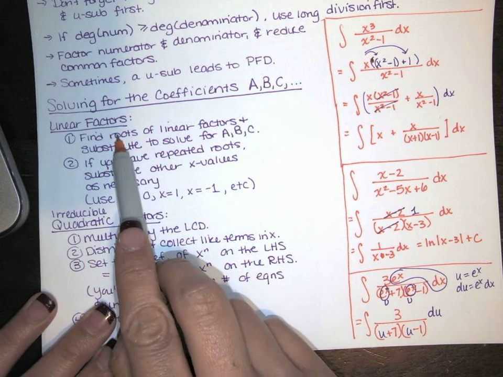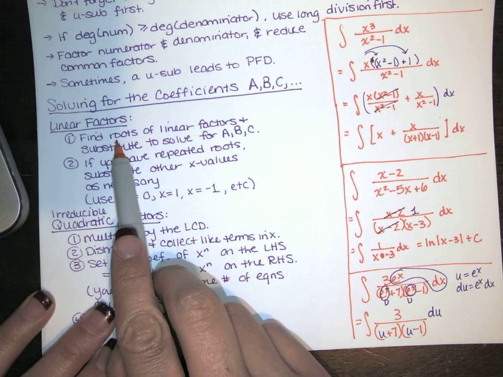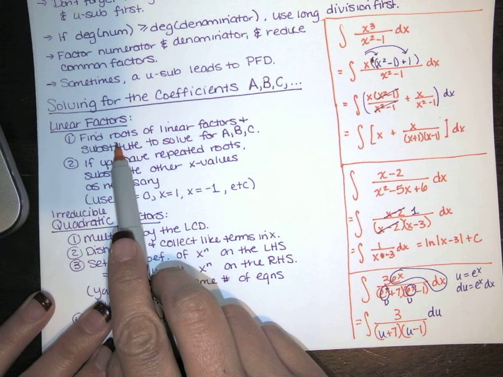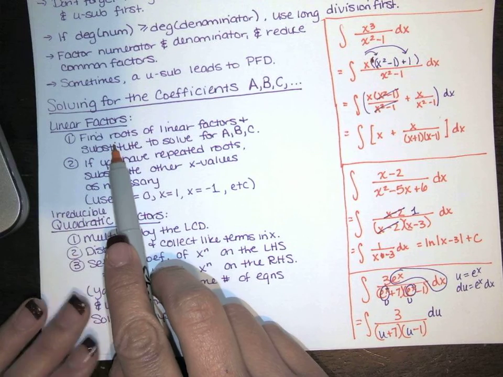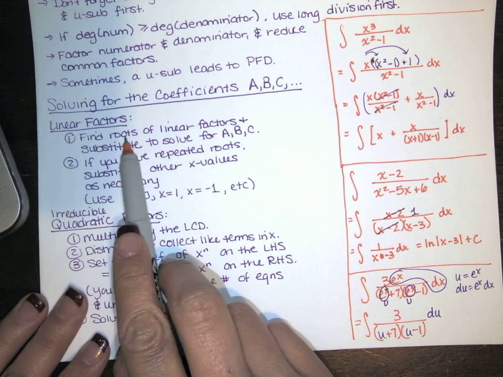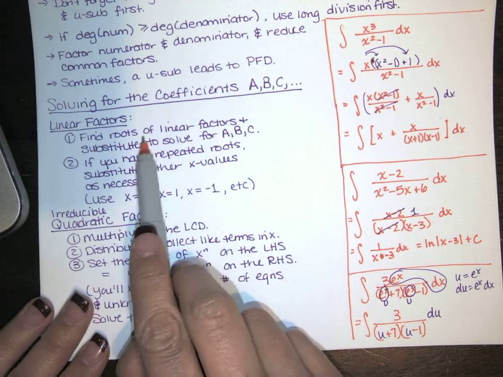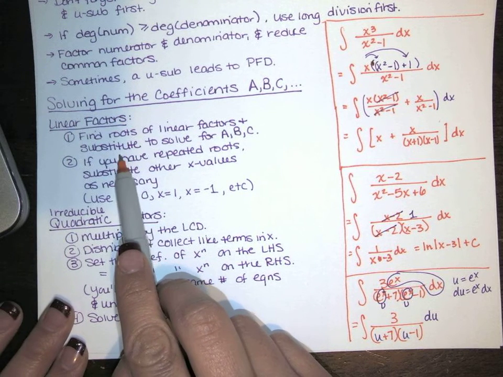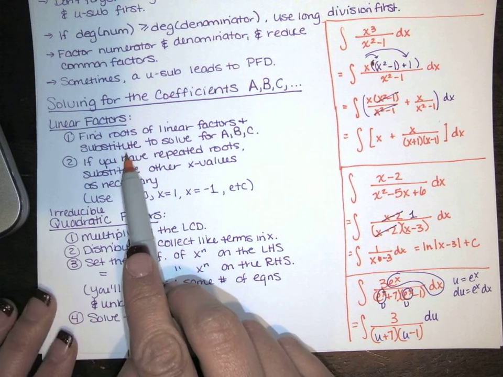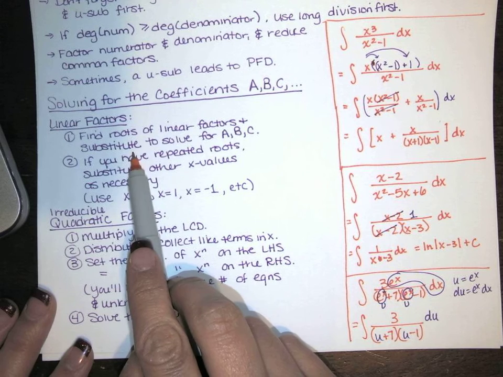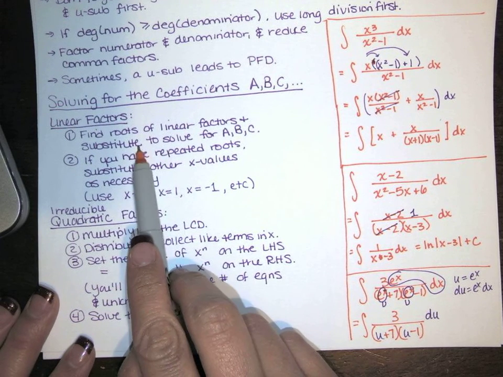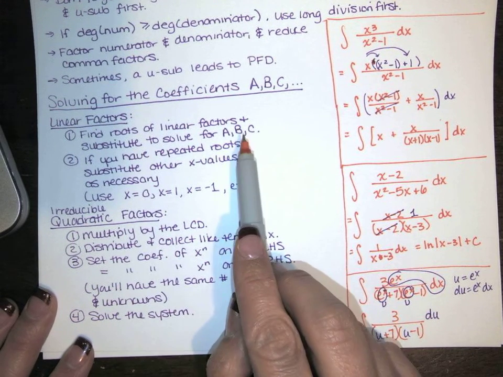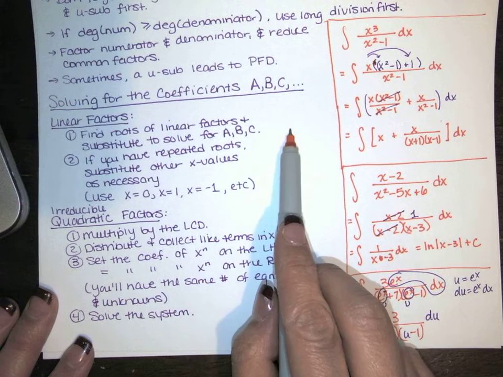If you only have linear factors in your decomposition, what you want to do is set those factors equal to 0 and solve for x. So those are the x values that make those factors 0. They're also known as the roots of the linear factor. And you're going to substitute those into that equation. As you do that, almost all of the terms are going to cancel except for 1 or 2. You can use that reduced equation to find a, b, c, or whatever it is.